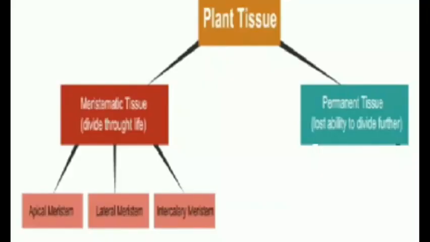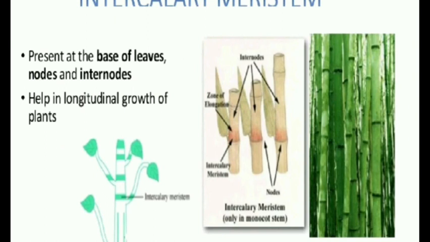Now discuss the intercalary meristem. This meristem is present at the base of leaves, nodes, and internodes. Nodes are the swollen places on the stem from where the leaf or a branch arises. And internode is the region in between the two nodes.